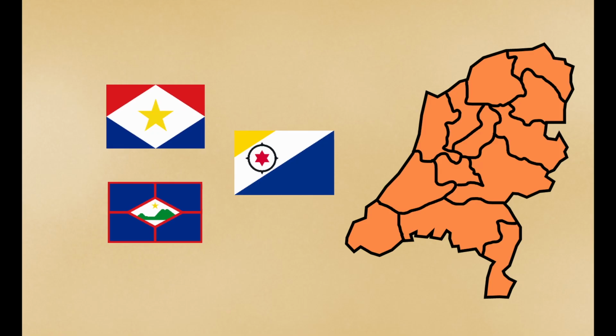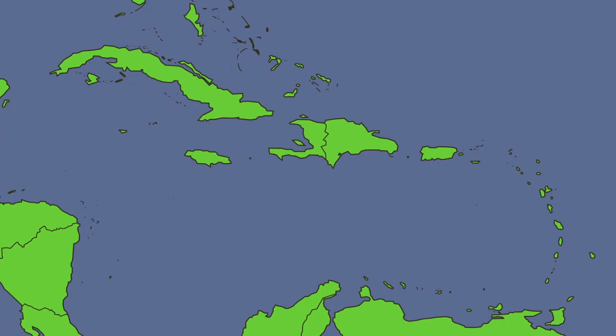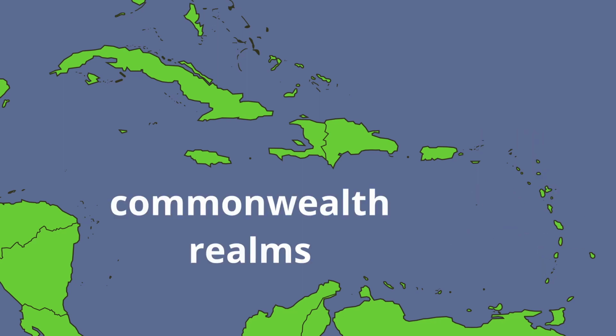By the way, one thing I haven't mentioned yet is that the Bahamas, Jamaica, St. Kitts and Nevis, Antigua and Barbuda, St. Lucia, St. Vincent and the Grenadines, Grenada, and formerly Barbados are all Commonwealth realms, meaning that they are part of the Commonwealth of Nations, and all recognize the British monarch as their head of state.